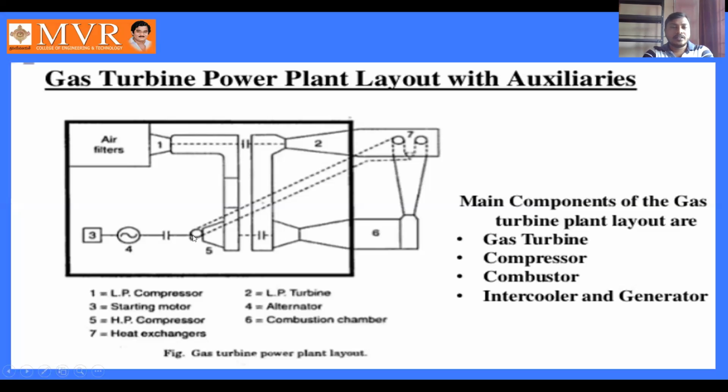energy, and the remaining gas from the high pressure turbine enters into the low pressure turbine, and from the low pressure turbine it enters into this heat exchanger, and from the heat exchanger the recirculation takes place. This is the working principle of the gas turbine power plant layout.